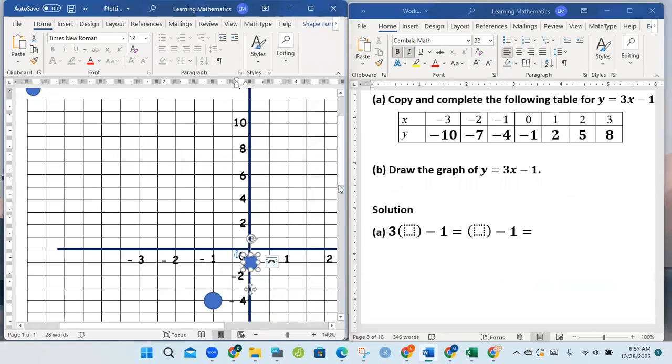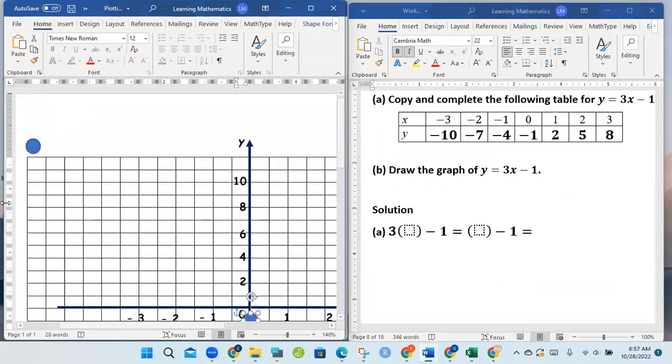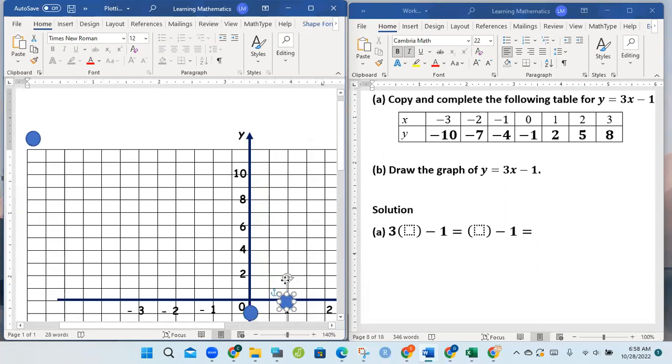1 on the X and 2 on the Y. So we're on the right side of 0 now. And we're above the X-axis, +2 on the Y. So we go 1 on the X. That's 1 on the X, and we come up to 2 on the Y. There it is.